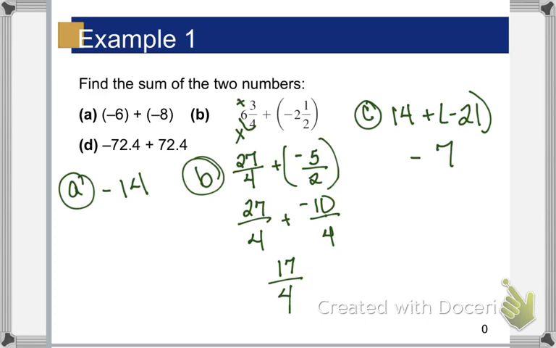Now, if you can see this one right here, I've got a negative 72.4 and a positive 72.4. Okay, it's 0.